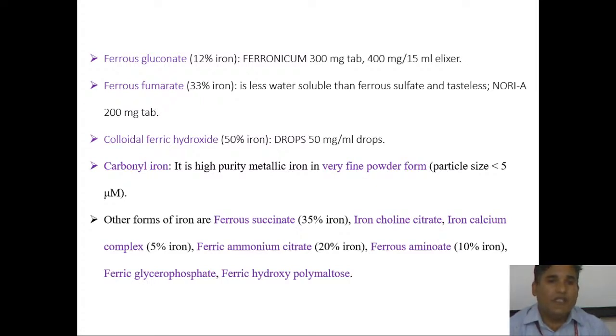These are the different formulations available: ferrous gluconate and ferrous fumarate. Ferrous gluconate contains about 20% iron. Ferrous fumarate contains 33% iron. Colloidal ferric hydroxide contains 50% iron. Carbonyl iron is a very fine powder with particles less than 5 microns and is easily absorbed. Other forms are ferrous succinate, iron choline citrate, iron calcium complex, ferric ammonium citrate, ferrous ammoniate, and so on.